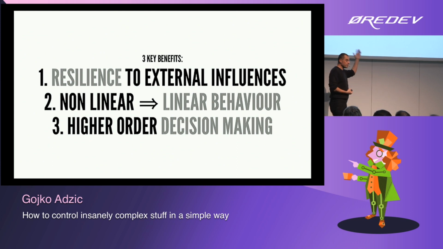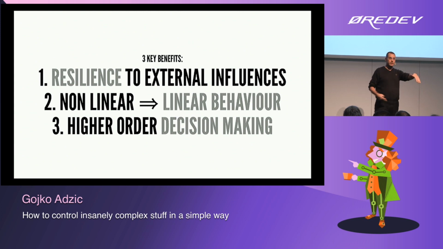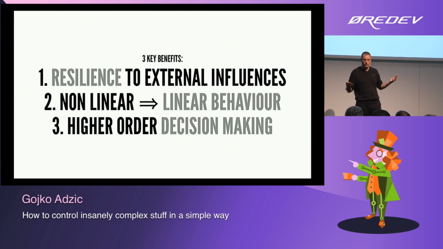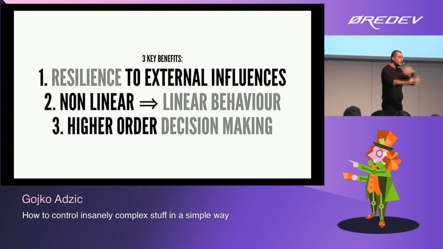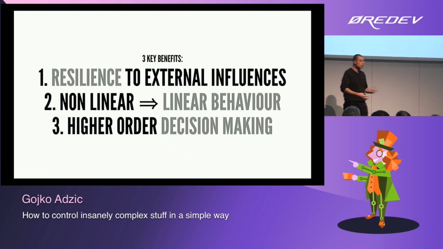An example of that kind of thing is cruise control on a car. You can tell the car to keep a constant speed, and then you might go downhill. The car will see you going downhill and slow down. Or you might go uphill and the car will speed up. You can make a system resilient to external influences by doing that. The other thing that you can do is transform stuff that's non-linear, that's really difficult to understand, into a linear behavior that you can control and manage more easily and figure out.